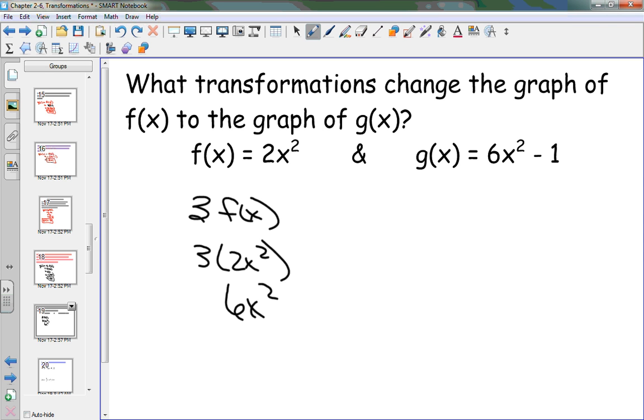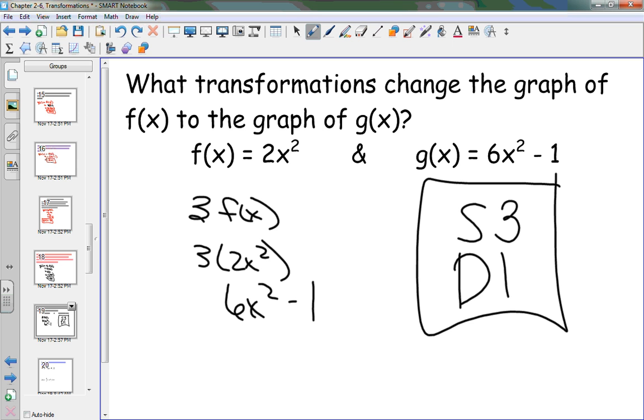Now, what did I then have to do? I have to go down 1. So what you're telling me is I stretched this thing by a factor of 3 and then I went down 1 unit. This is the answer that I'm looking for, because that's what I did to f to get g. Does that make sense? I stretched f first by a factor of 3, and then I pulled the whole graph down 1 unit.